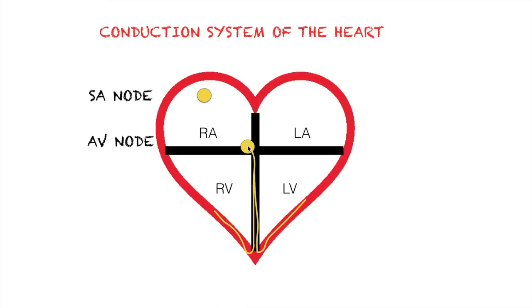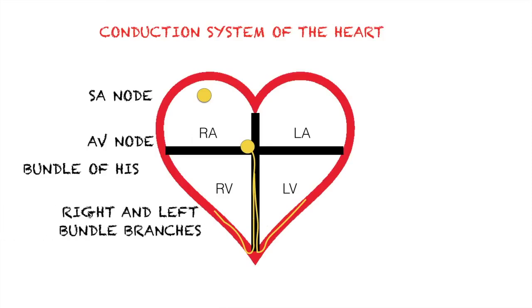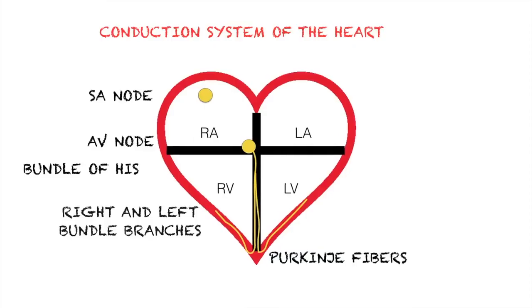So from the AV node, it goes to the single structure right here called the bundle of His. And from the bundle of His, the cells will continue and will bifurcate into two separate cells, one to the left and one to the right. And this will now be called the left and right bundle branches. And from the bundle branches, they will extend within the apex of the heart. They will be called the Purkinje fibers. So again, the conduction system of the heart begins at the SA node, goes to the AV node, next is the bundle of His, the right and the left bundle branches, and then eventually Purkinje fibers.